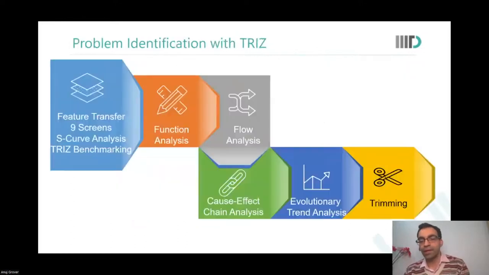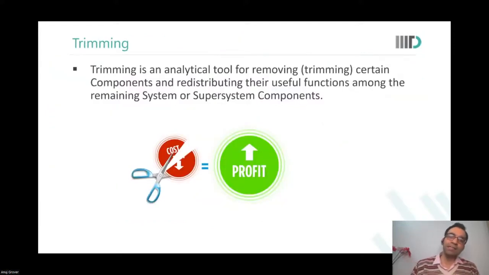Okay, great. So now let us look at trimming. Trimming is an analytical tool for removing certain components and redistributing their useful functions among remaining system or supersystem components. See, if there is a component in a system, it must be performing some functions. Some of those functions could be useful functions. So when you trim them, when you remove those components, those functions need to be reassigned to some other component in the engineering system. Right?